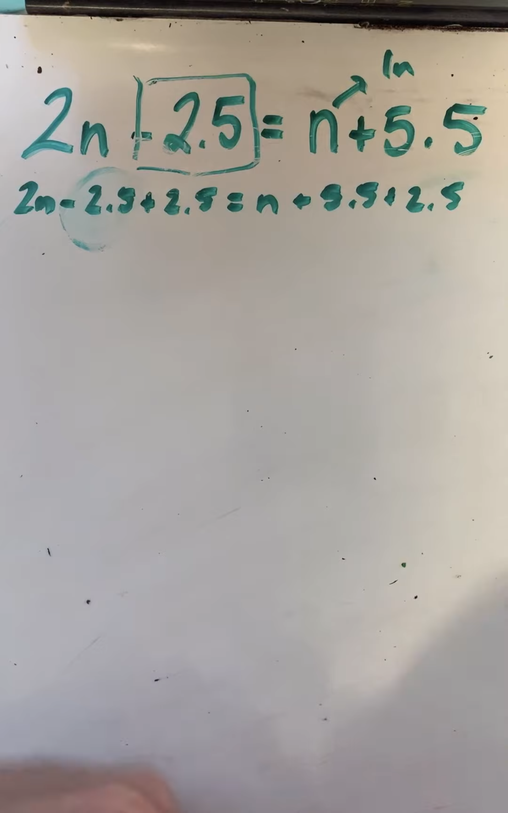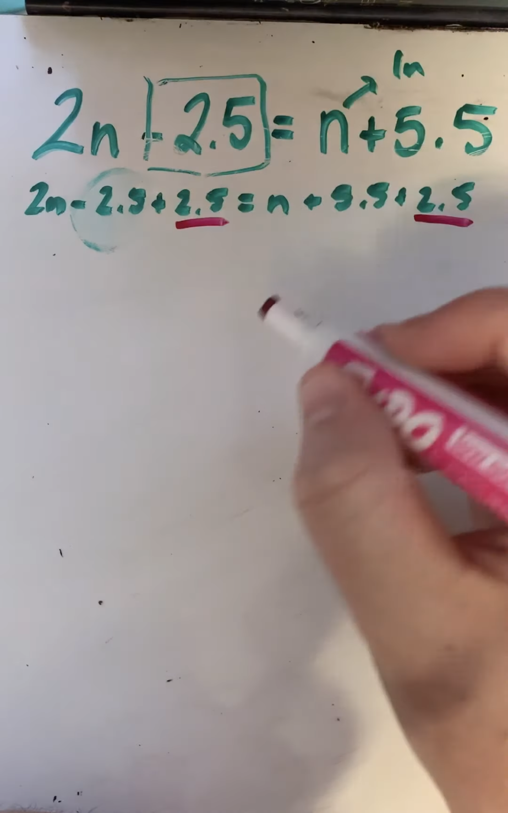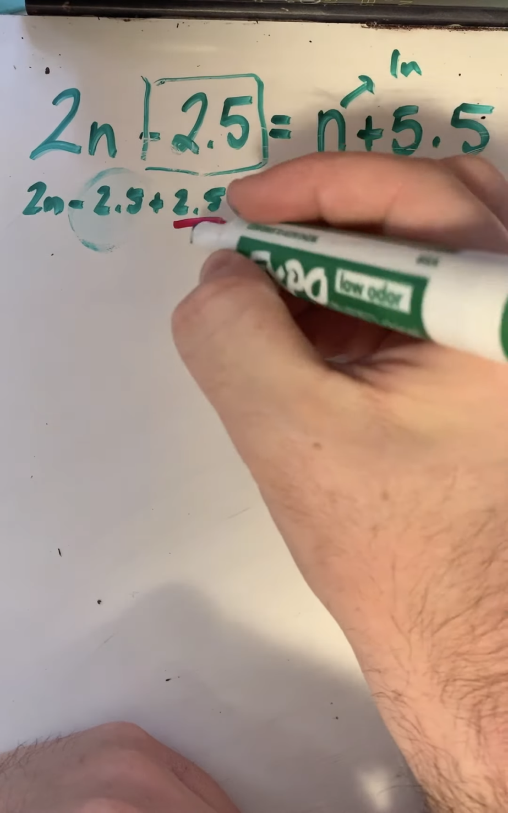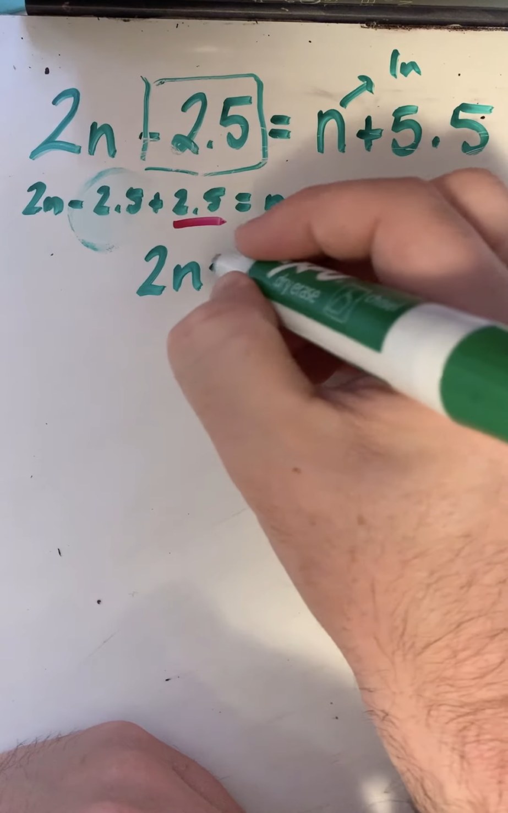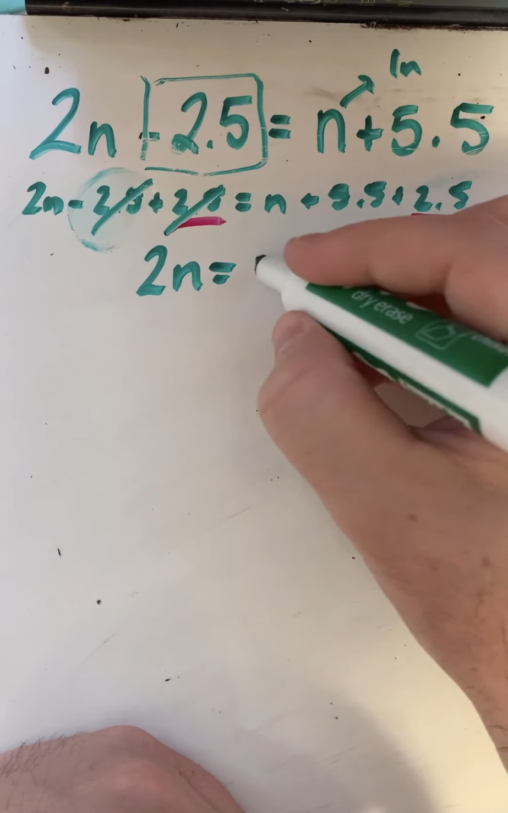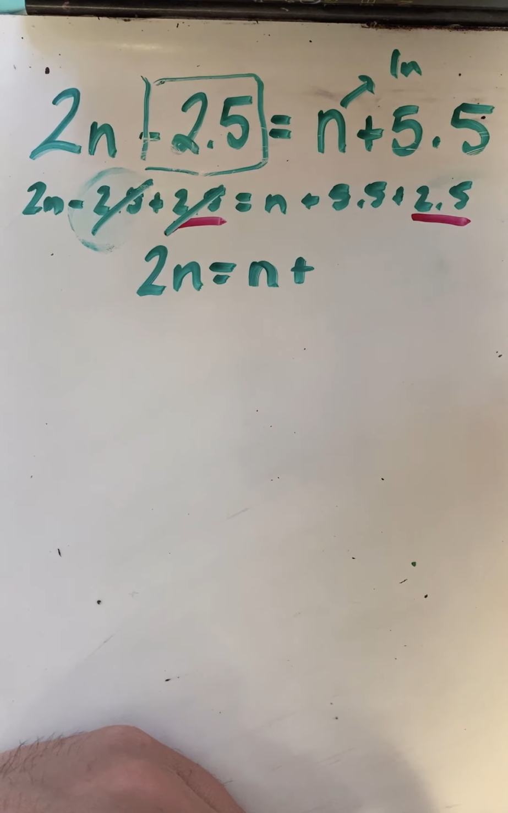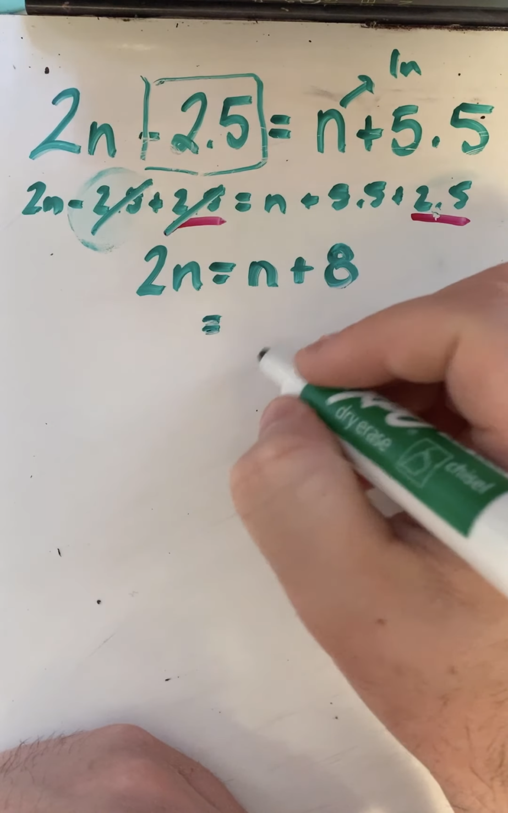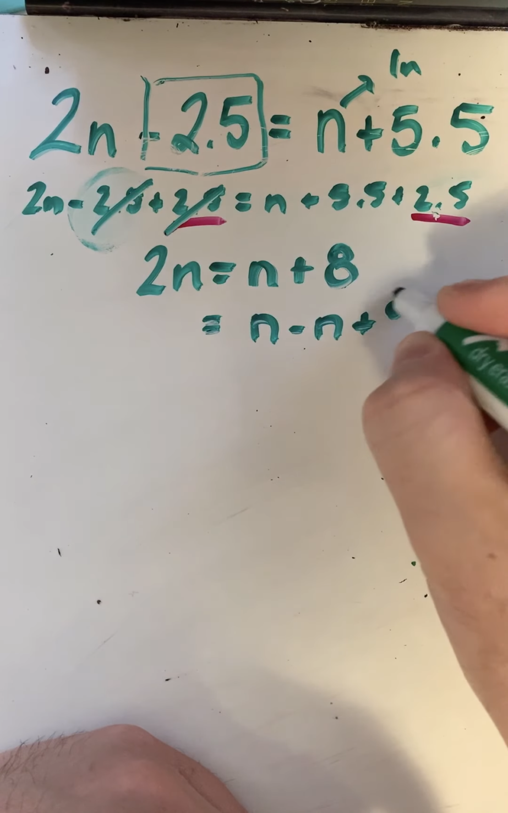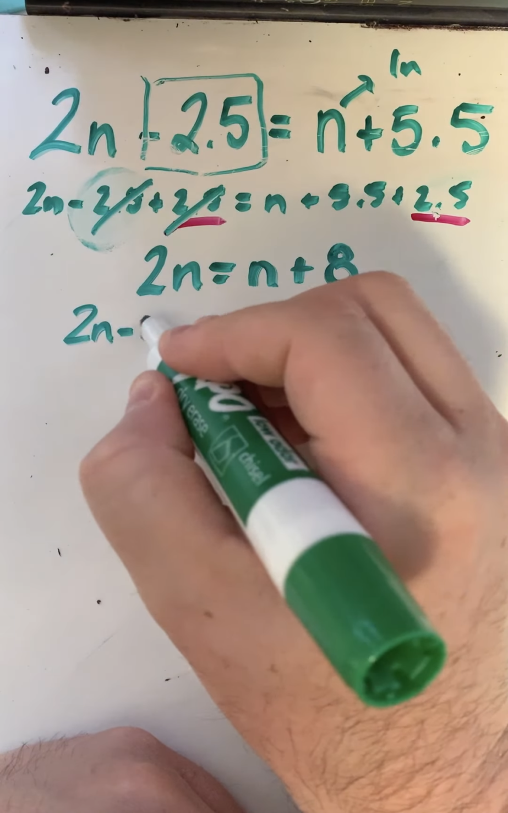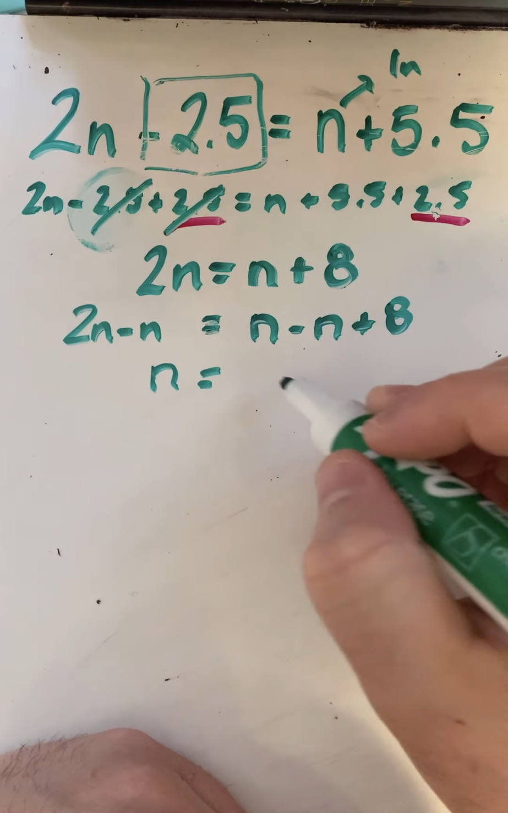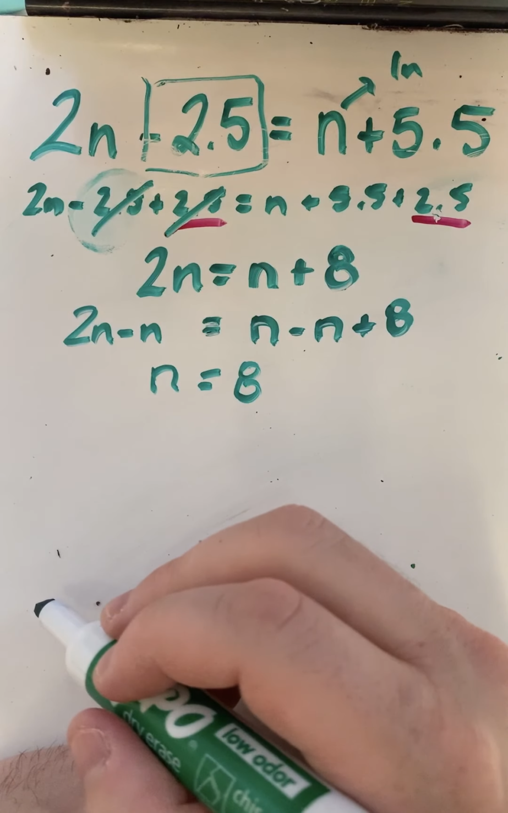2n minus 2.5 plus 2.5 equals n plus 5.5 plus 2.5. This 2.5 and this 2.5 have been added to get rid of that. So our next line would be 2n, because we've eliminated those, equals n plus 5.5 plus 2.5, which is 8. Now I have to get rid of this n. So n minus n plus 8 equals 2n minus n. 2n minus n is just n, plus 8. So we're left with n equals 8.